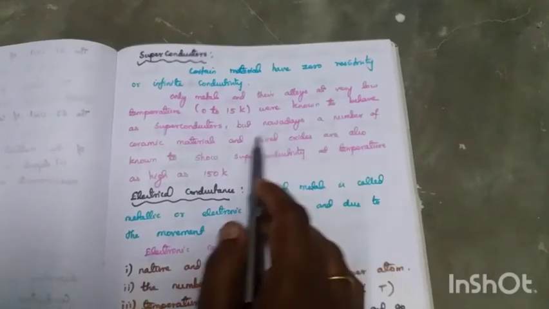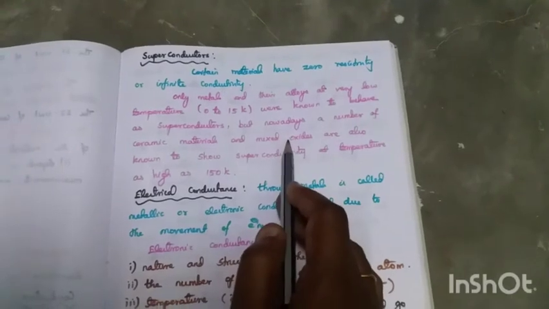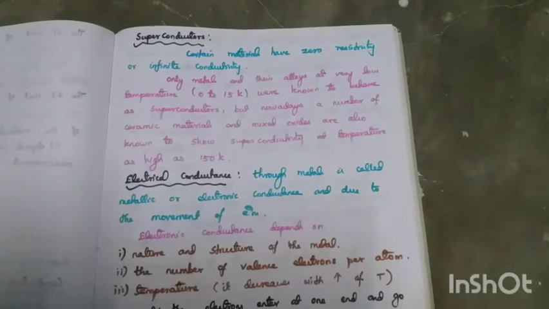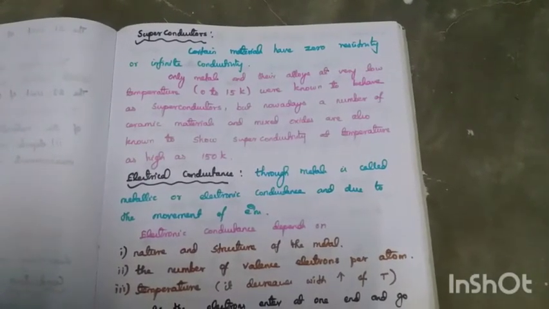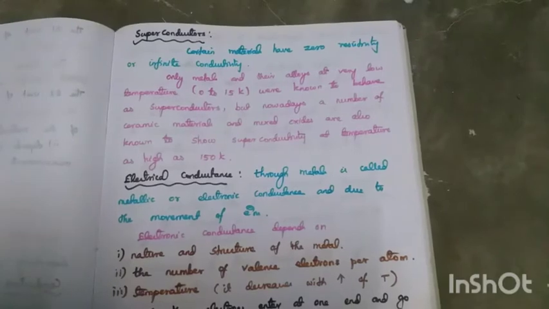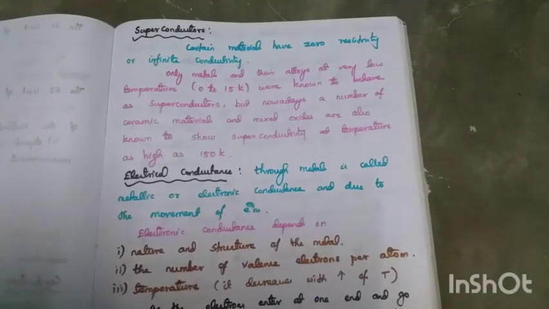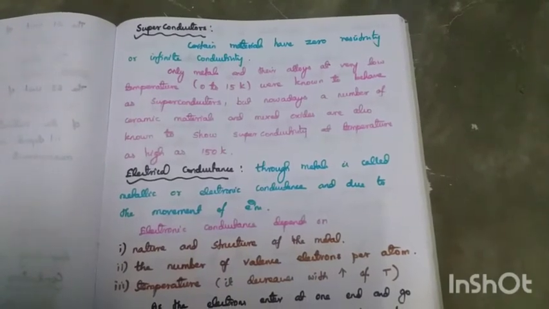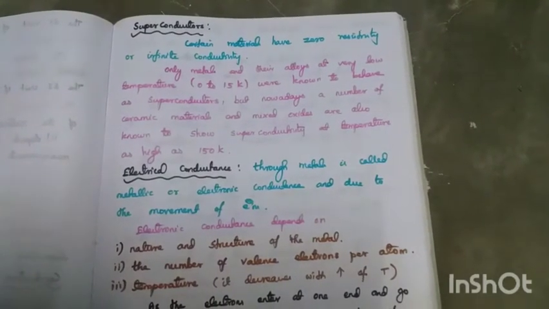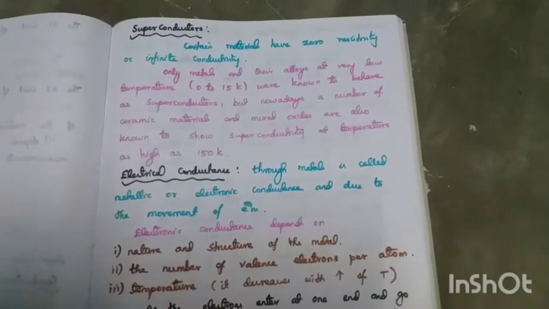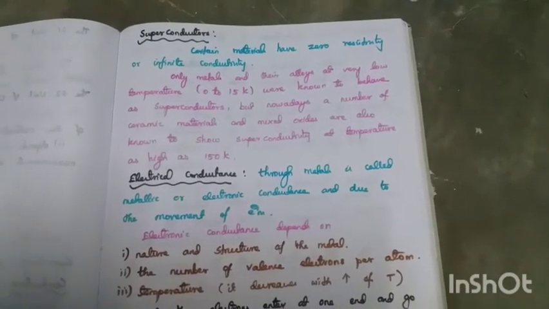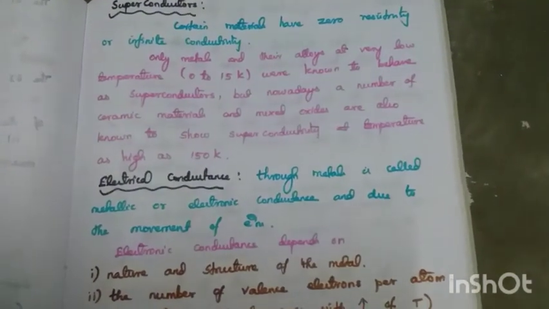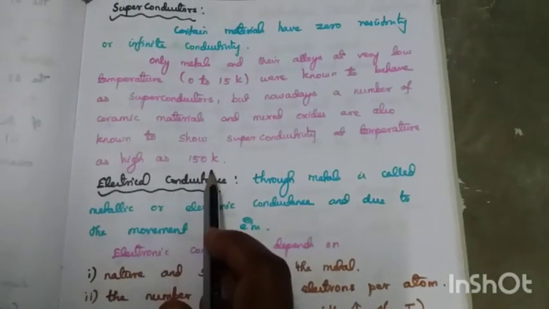But nowadays a number of ceramic materials and mixed oxides are also known to show superconductivity. Superconductivity means without any resistance. Metals and alloys behave as superconductors when the temperature is maintained at 0 to 15 Kelvin. But nowadays ceramic materials and mixed oxides show superconductivity at temperatures as high as 150 Kelvin.